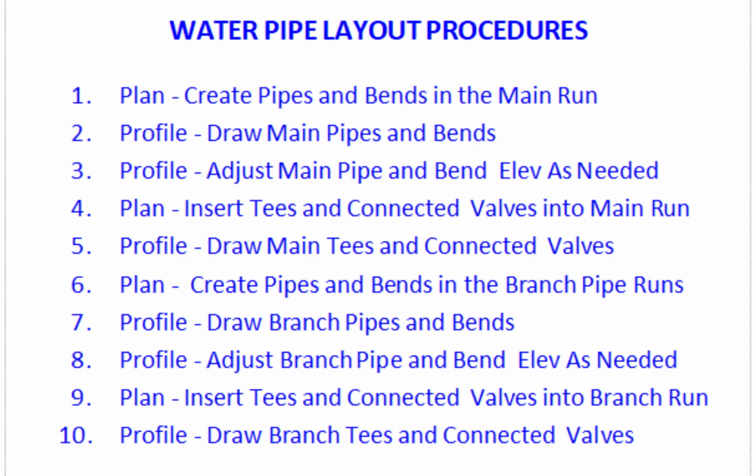6. In plan, create pipes and bends in the branch pipe runs. 7. In profile, draw branch pipes and bends. 8. In profile, adjust branch pipe and bend elevations as needed. 9. In plan, insert T's and connected valves into branch runs. And 10. In profile, draw branch T's and connected valves.